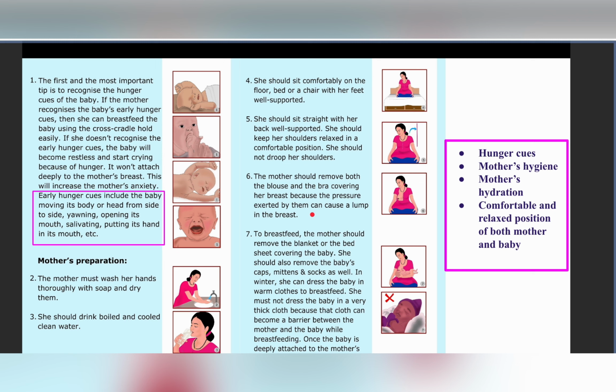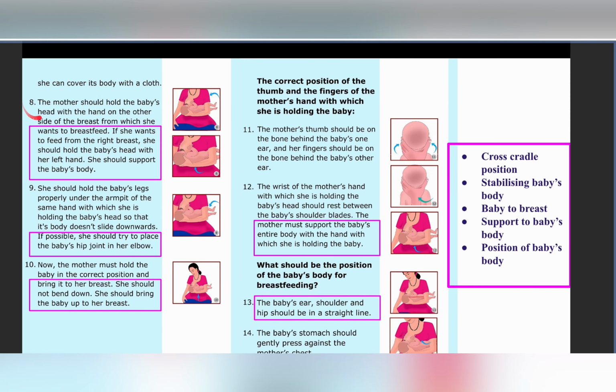And then to start the breastfeeding, her garments should be completely removed from the breast area, so that there is no pressure on the breast tissue, right? And then, as we can see, the child's garments should also be removed if the child is overdressed. The different caps, mittens, socks, everything should be removed, right? Okay. So next, number 8, we can see that this is regarding the cross cradle technique.